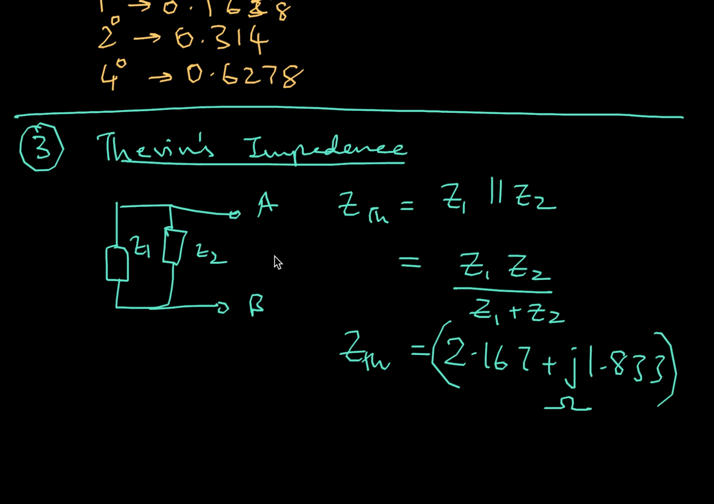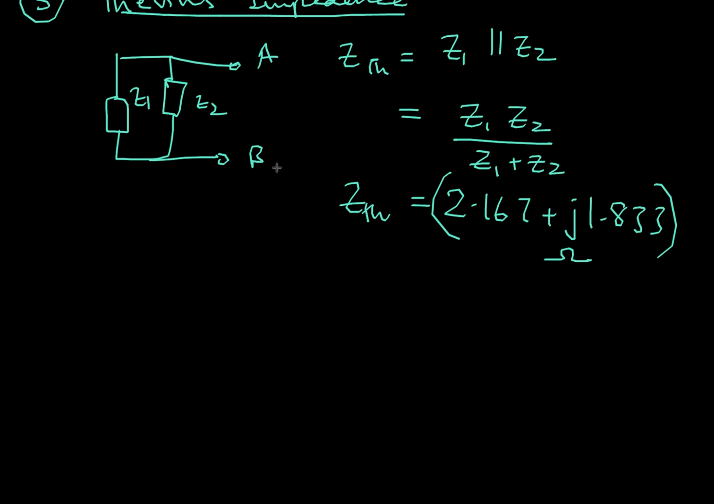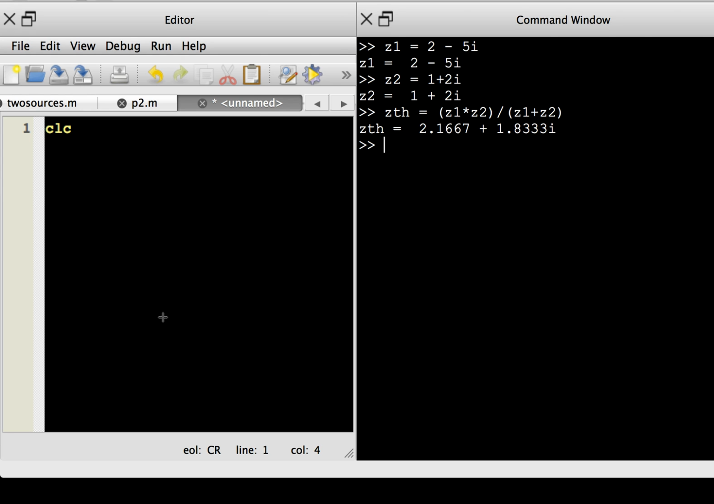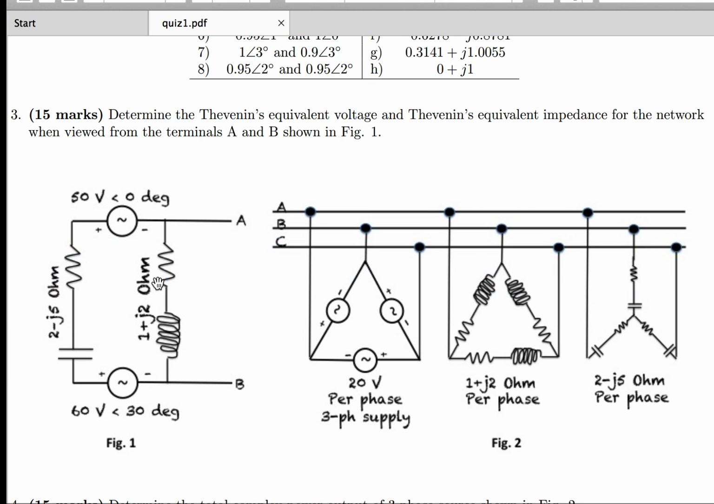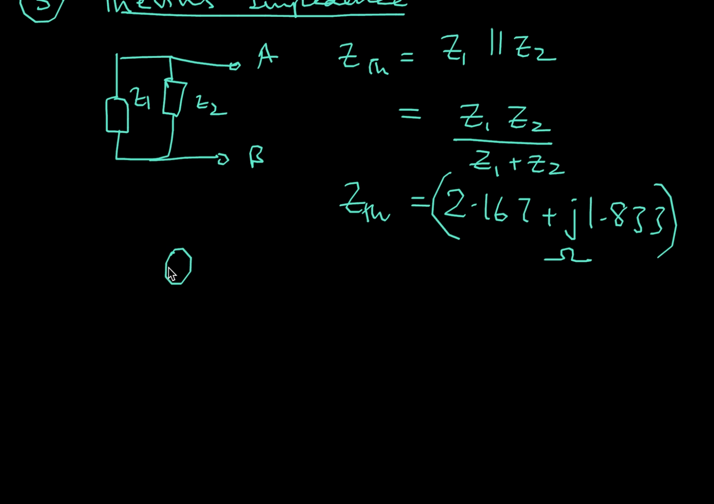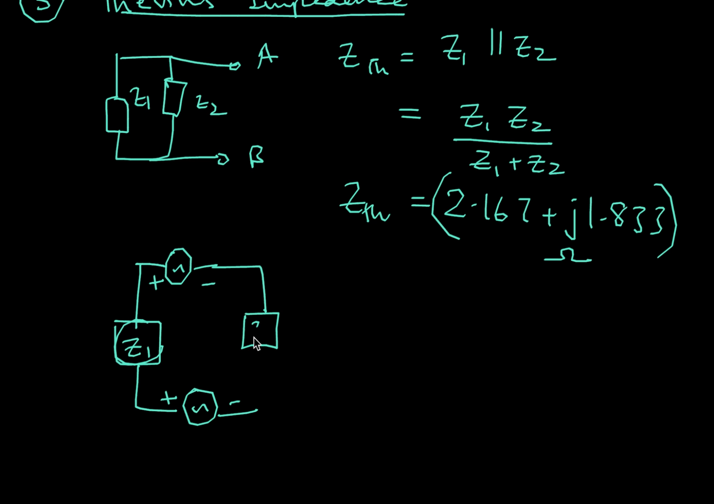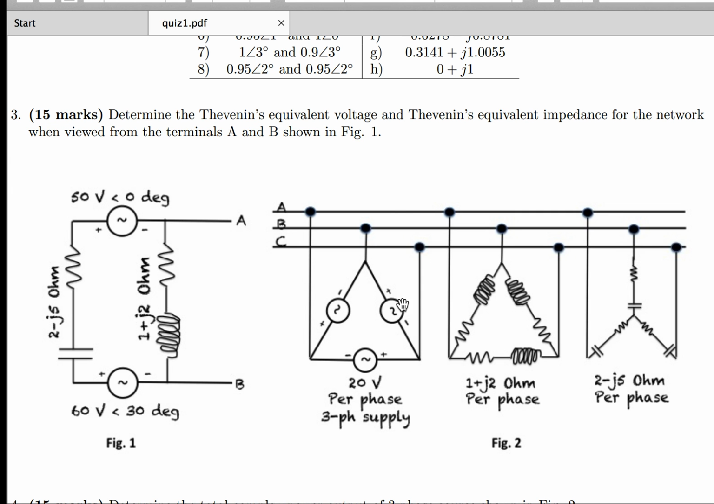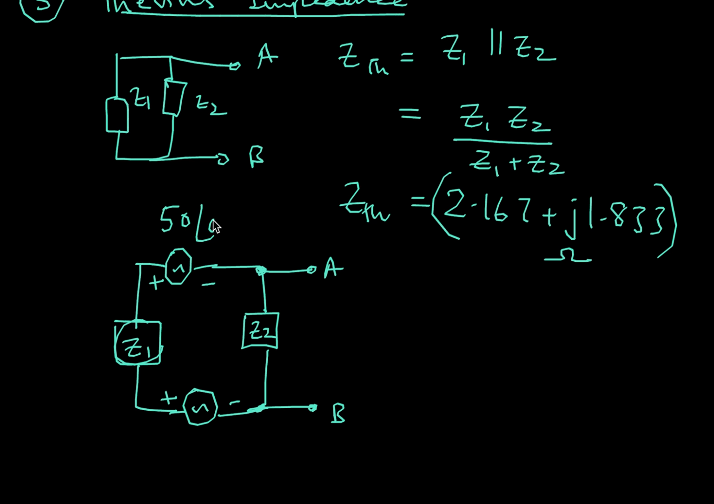Next, I want to find the Thevenin's voltage. To find the Thevenin's voltage, you have to find the open circuit voltage between these two terminals. So let me add the sources back. So I have it like this, plus minus, here I have Z1, plus minus, and here I have Z2. Now I want to find the open circuit voltage between A and B. The values are 50 angle 0 degrees, and here it is 60 angle 30 degrees.